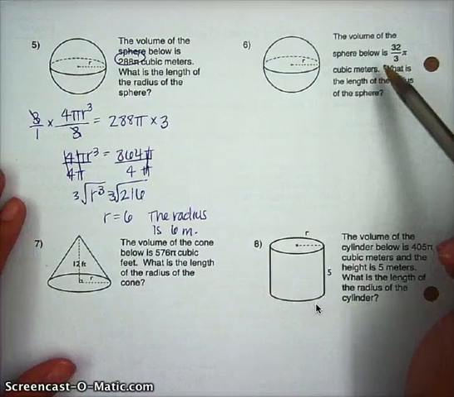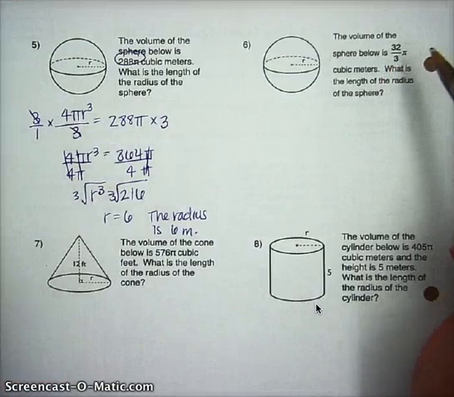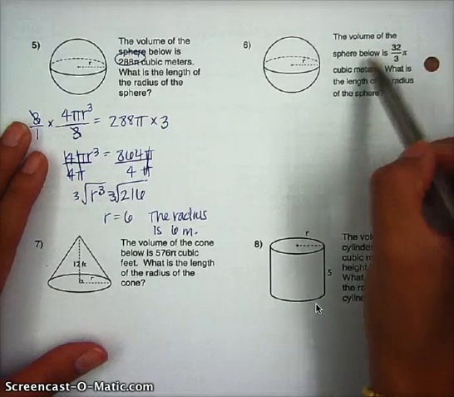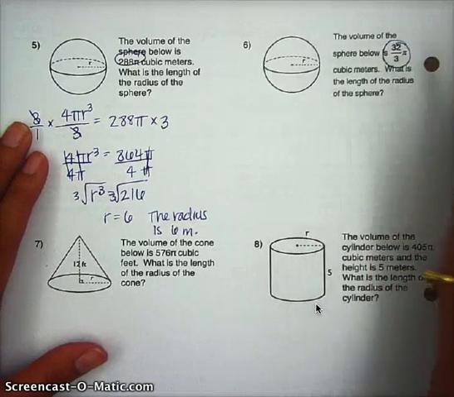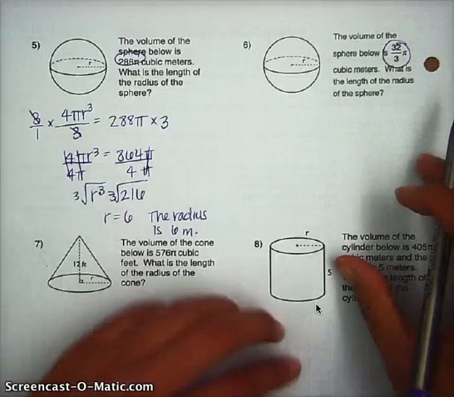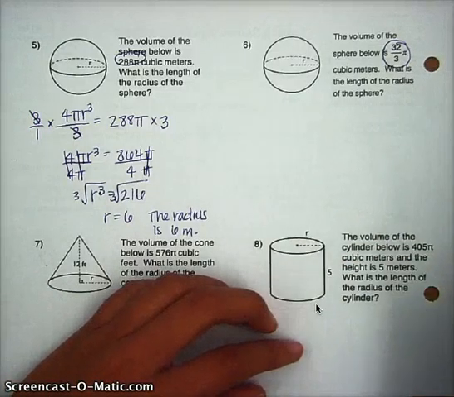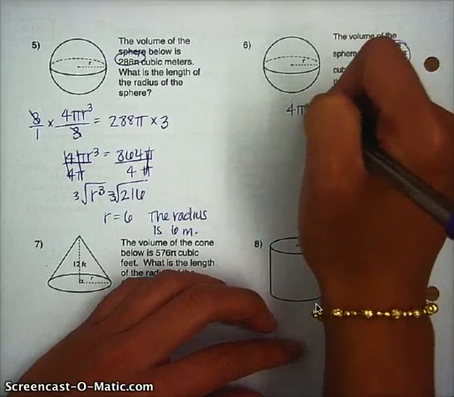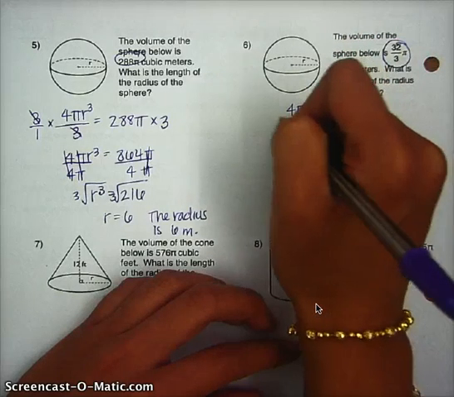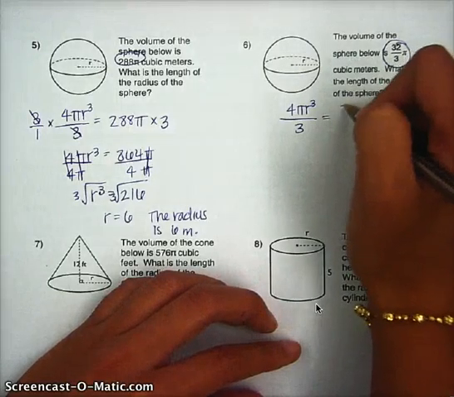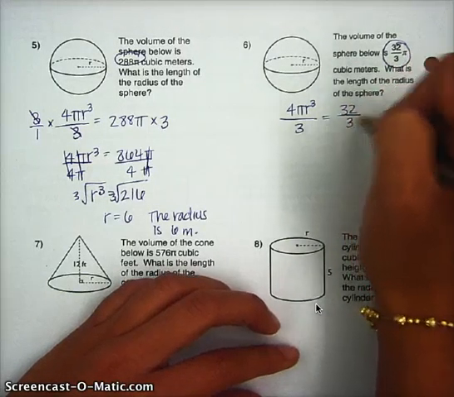So this example is slightly different. Now they're giving us a volume that's a fraction, and some of you are going to be like, oh, this is going to be difficult. But this one's actually easier. It says the volume of the sphere is 32 over 3 pi cubic meters. What is the radius of this sphere? So again, I'm going to stick with that formula I just derived before. I'm going to say it's 4 pi r cubed over 3 equals, in this case, 32 over 3 pi.